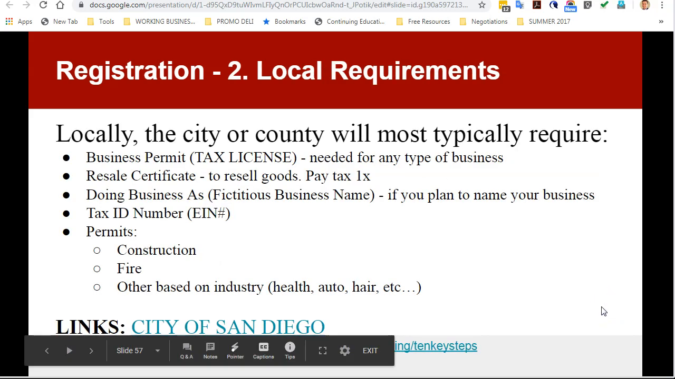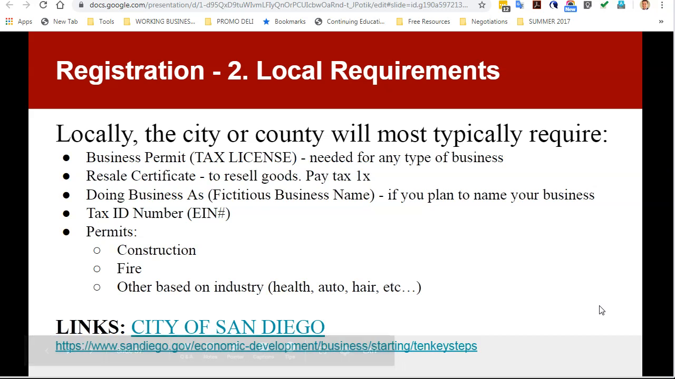So let's look at the local requirements. The most common local requirement is some type of business permit or tax license, and this is basically registering with your county or city saying, I want to run this type of business in this area. This is a way for the government to first start interacting with your type of business. So this is the most common one, and it's usually affordable. It can be less than $50 in most cities.